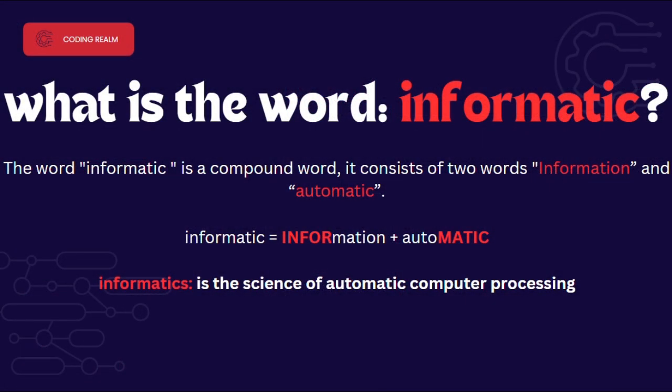First, what is the word informatic? The word informatic is a compound word. It consists of two words, information and automatic. In fact, we took the first five letters of the word information and combined them with the last 7 letters of the word automatic. Informatics means the science of automatic computer processing. This is what the word informatic means in computer science.